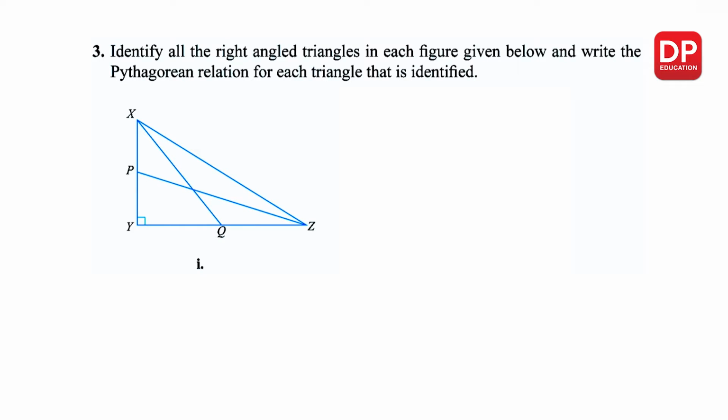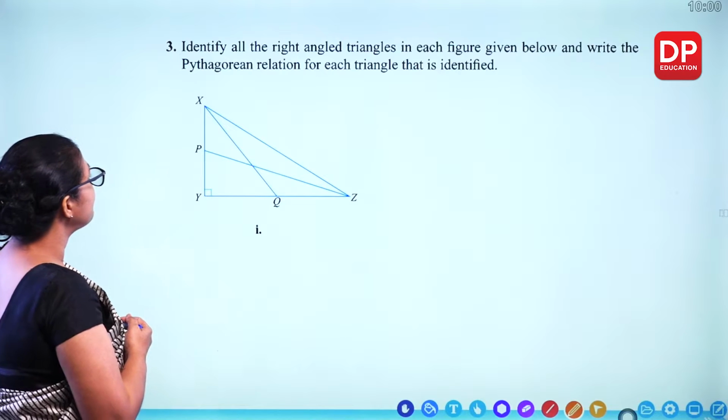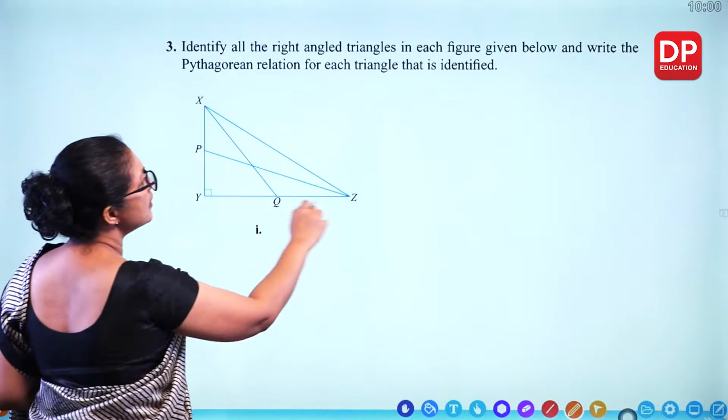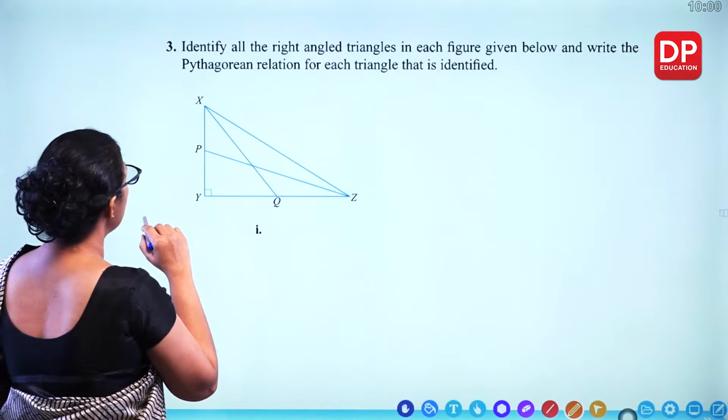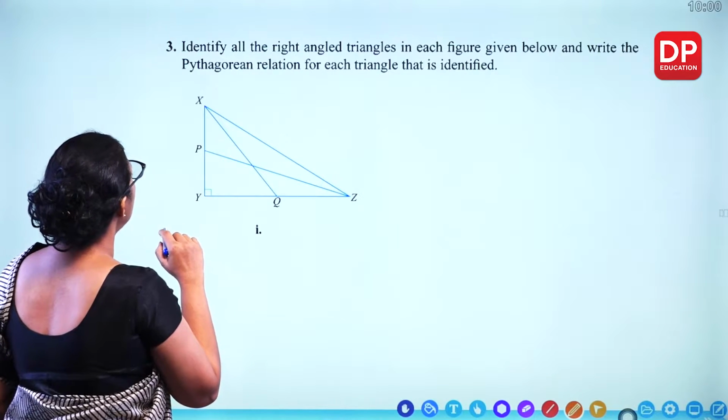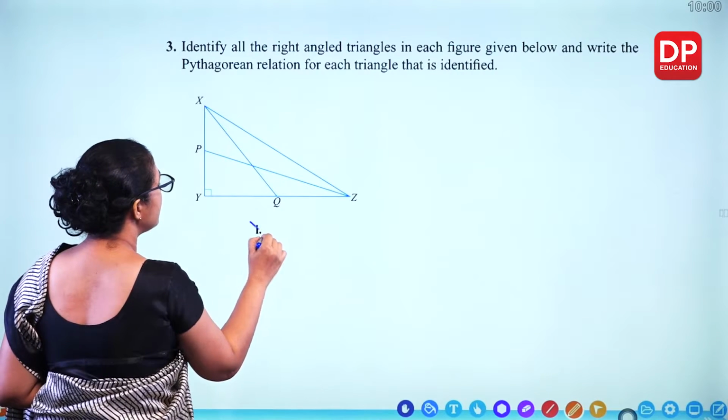Identify all the right angle triangles in each diagram given below and write the Pythagorean relation for each triangle that is identified. We'll start with the big one. So the big one we can take as XYZ triangle.